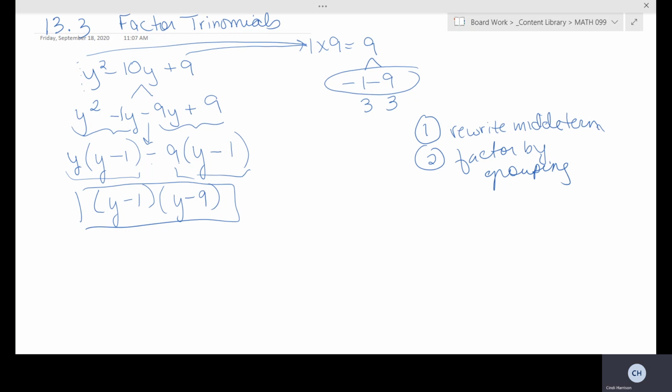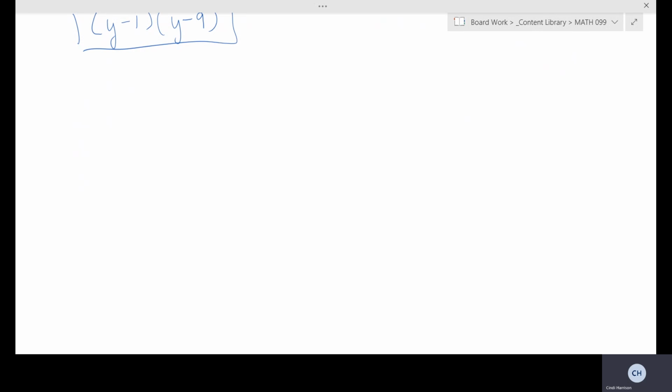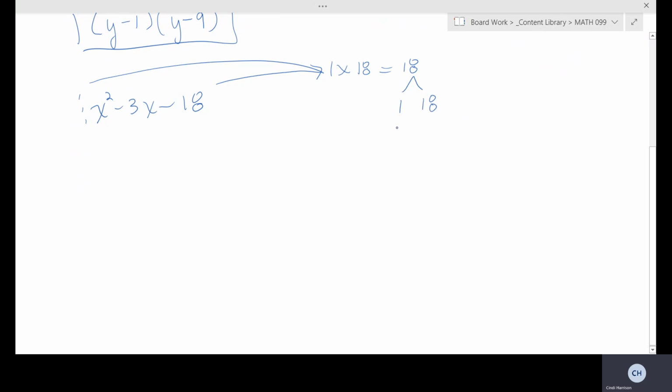All right, so let's go on and look at another example. Let's take x squared minus 3x minus 18. So again, you start by taking this first coefficient, which is an understood 1, and we're going to multiply 1 times 18, so that equals 18, and then list all the factor pairs. So that's 1 and 18, 2 and 9, 3 and 6. I think that's it.